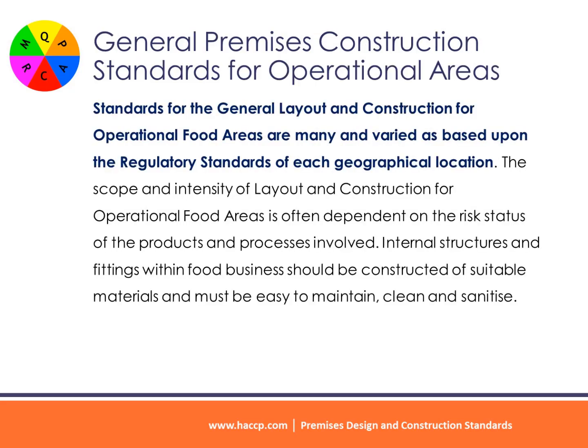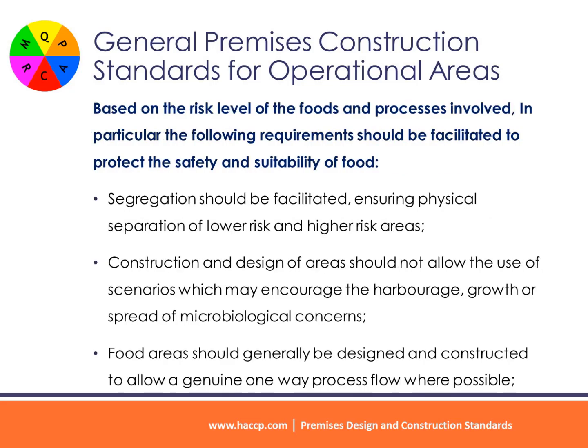General premises construction standards for operational areas. Standards for the general layout and construction for operational food areas are many and varied as based upon the regulatory standards of each geographical location. The scope and intensity of layout and construction for operational food areas is often dependent on the risk status of the products and processes involved. Internal structures and fittings within food businesses should be constructed of suitable materials and must be easy to maintain, clean and sanitize. Based on the risk level of the foods and processes involved, in particular the following requirements should be facilitated to protect the safety and suitability of food.